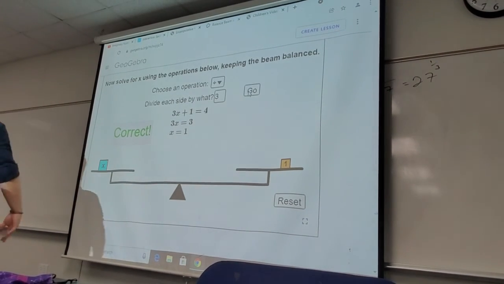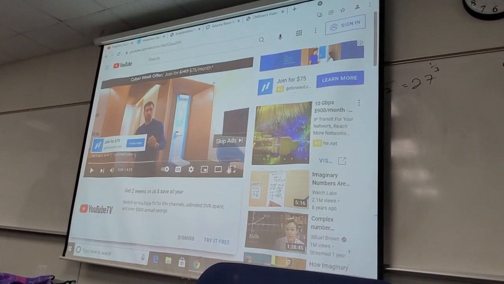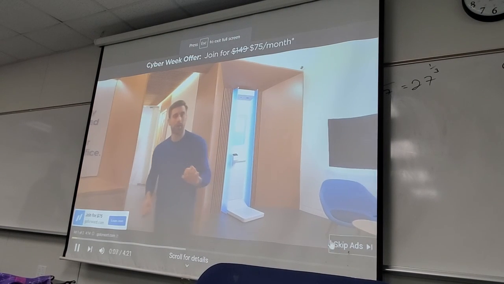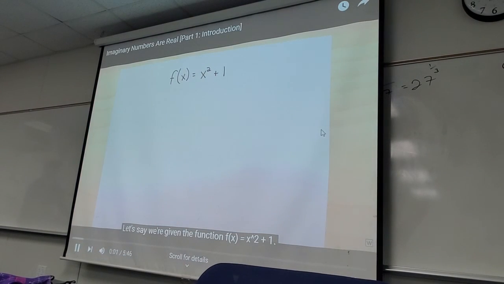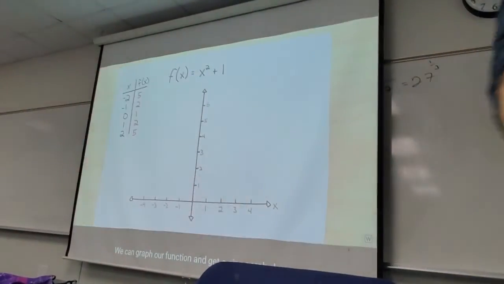So the last thing I'll do, I'll go ahead and show you. Here it is. Let's say we're given the function f of x is equal to x squared plus 1. We can graph our function and get a nice parabola.